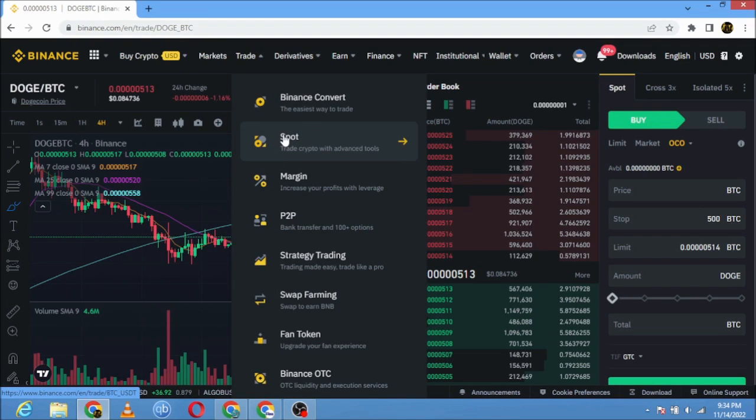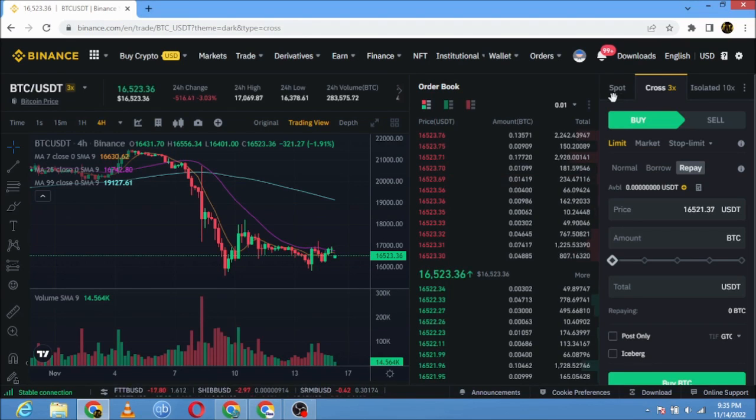So after stop loss, we have margin. This margin makes a lot of profits, but it is very risky. Margin is different from spot. It has cross and isolated.